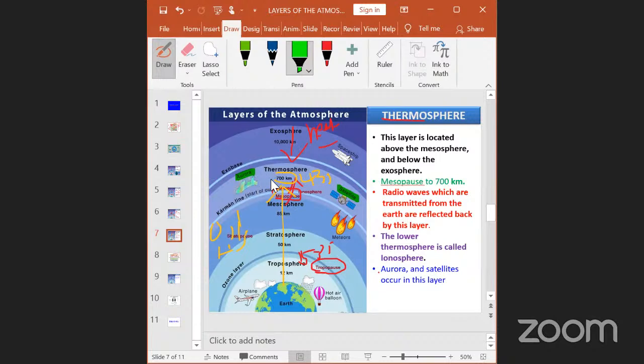Aurora is a natural light display in the sky, particularly in the high latitude regions. It is caused by the collision of energetic charged particles with atoms in the high altitude atmosphere. This is where ionization happens, and that is where the flash of radiations comes in different kinds of color streams. And also, the satellites for communication have been placed in this layer.